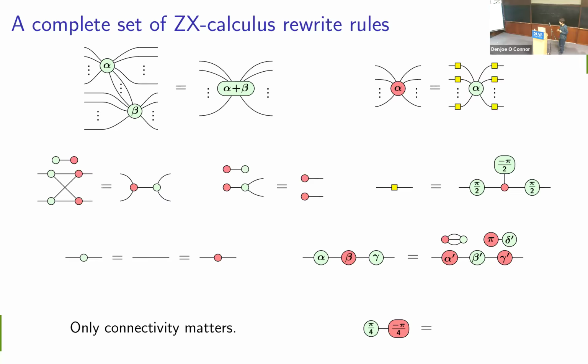And so I don't expect you to remember all of these rules, but one nice thing is this spider fusion rule over here. If we've got two Z spiders that are connected to each other, then we can merge them into a single bigger spider that has, I guess it's not entirely obvious from this diagram, all of the inputs and all of the outputs of both original spiders.